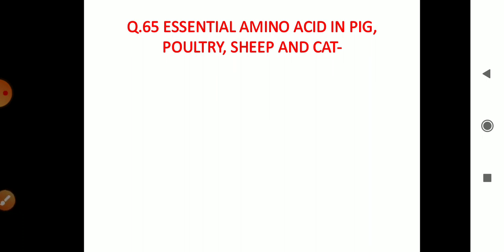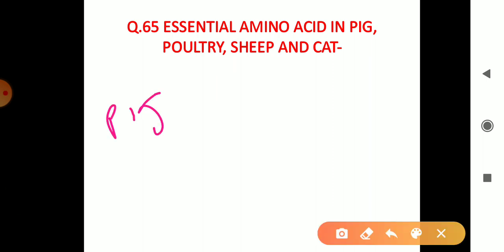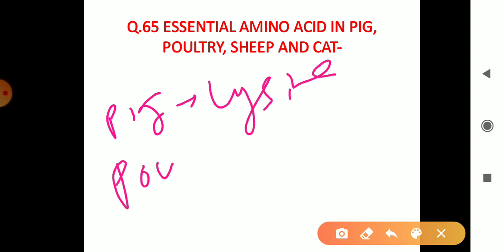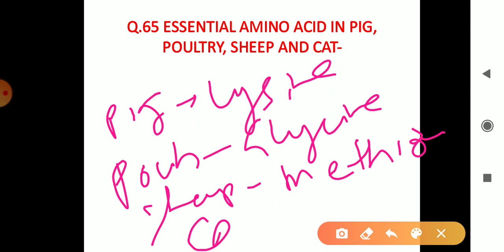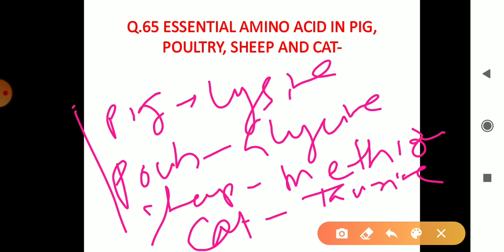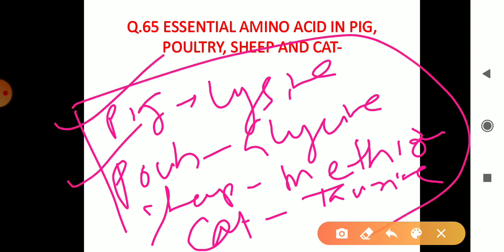Coming to the next question, we have to discuss some of the important essential amino acids in case of pig, poultry, sheep, and cat. In case of pig, the essential amino acid is lysine. In case of poultry, it is glycine. In case of sheep, it is methionine, and in case of cat, it is taurine. Dear students, please remember: pig lysine, poultry glycine, sheep methionine, cat taurine.